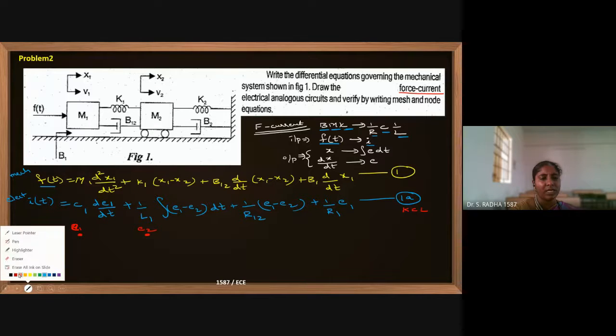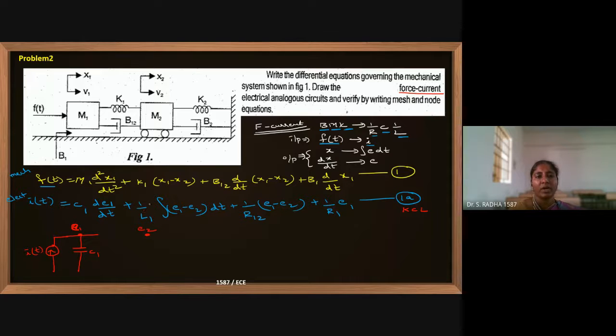Now I am going with the diagram. On the left side it is I of t. If it is incoming current, I will draw it at node 1. So this is the incoming current I of t. All the other things I have written are outgoing currents. So C1 dE1 by dt. C1 I will put as one of the parallel paths. This is C1, and E1 is the voltage.